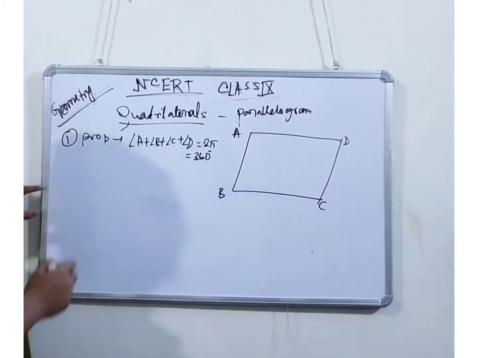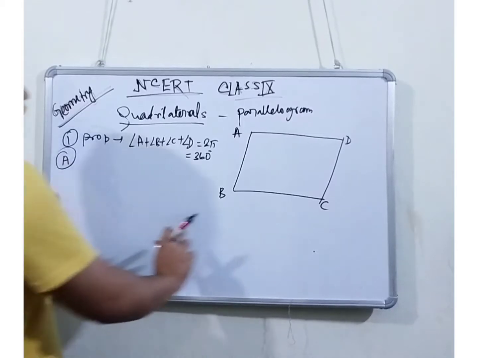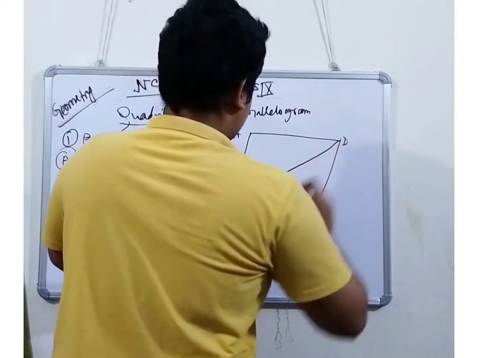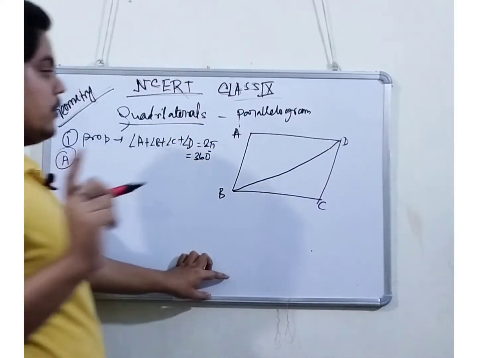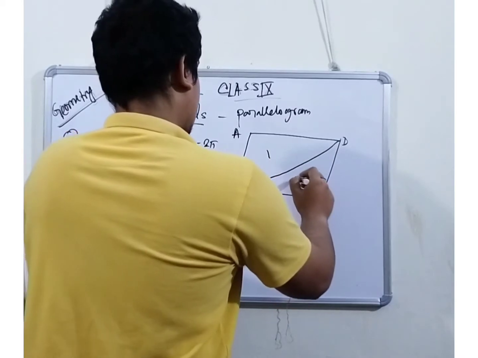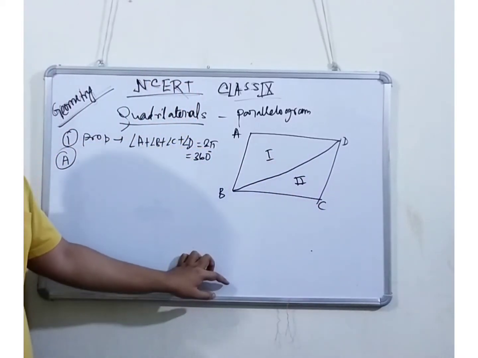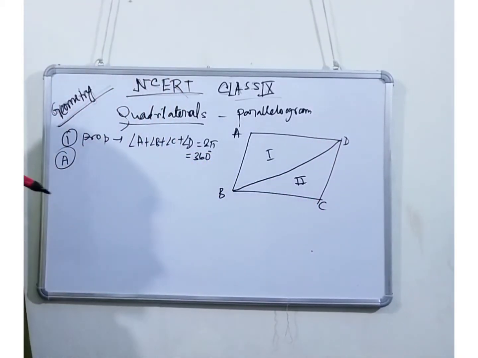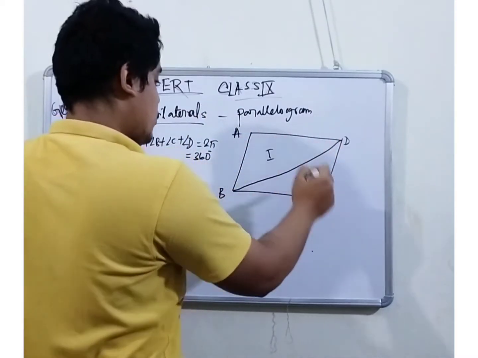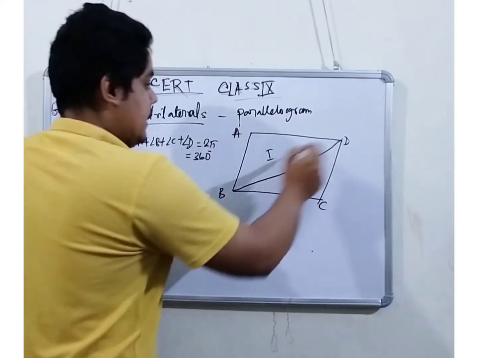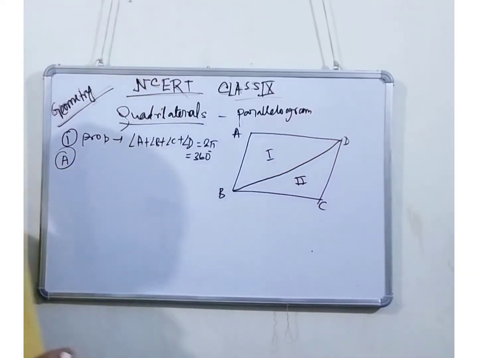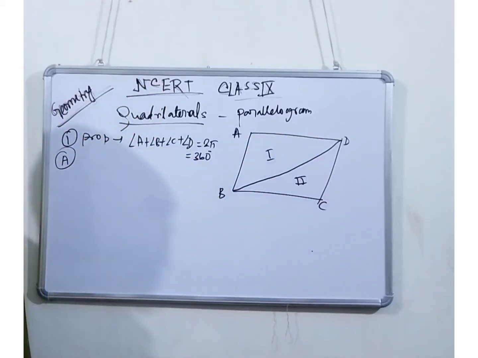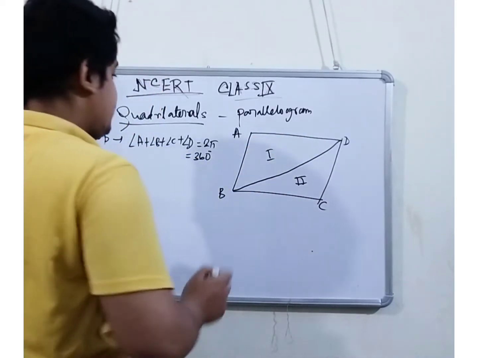Okay, the first theorem, theorem 1. The diagonal of a parallelogram divides it into two congruent triangles. The diagonal of a parallelogram divides it into two congruent triangles. So BD is the diagonal. It is dividing this parallelogram ABCD into two triangles. You can see one is ABD, another one is DBC, and we have to prove that these two triangles are congruent to each other. How to prove?